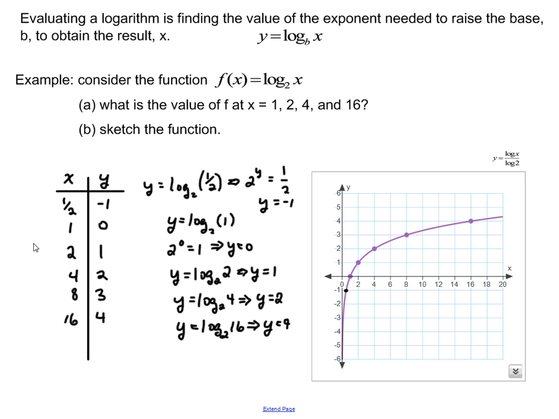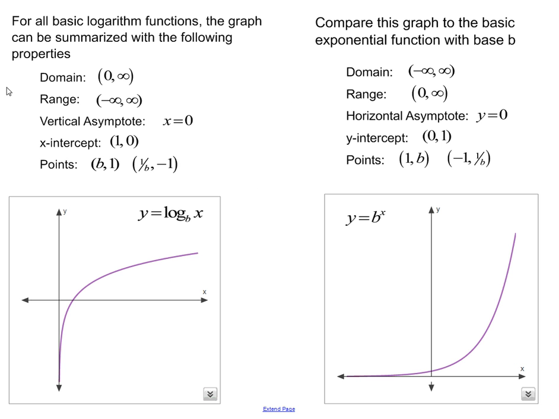And so there are certain properties of these kinds of graphs that we can always look at. For all basic logarithmic functions, the graph can be summarized with some of the following properties. First of all, the domain is all real numbers greater than 0.